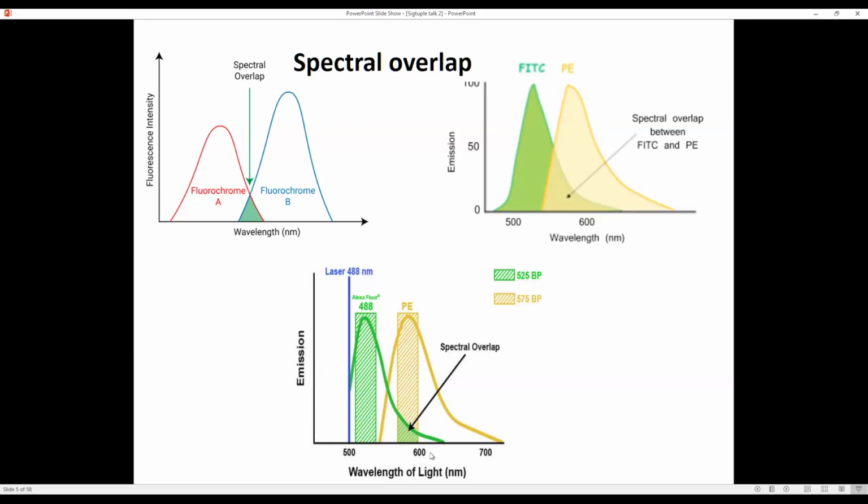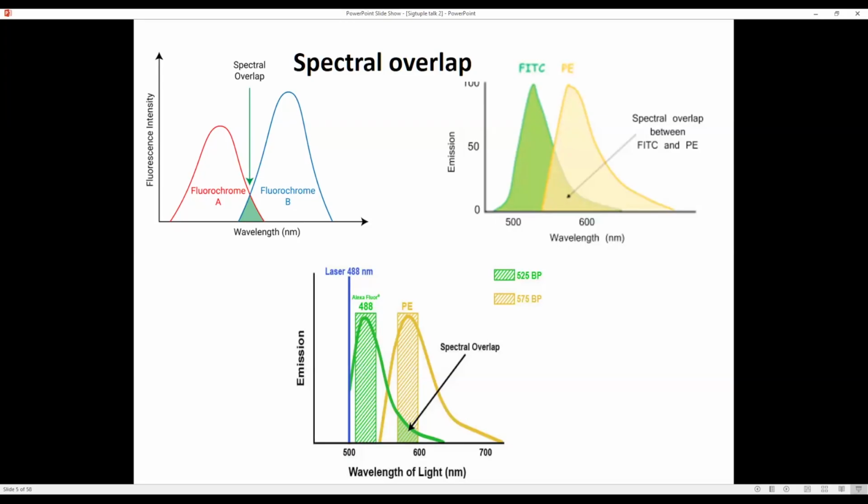Now, what is the problem? You can see that a part of the FITC light, the emission spectrum of FITC, is getting into the PE detector. This is the bandpass filter of PE, which allows light between 580 and 600 nanometers. A part of the FITC light which falls in the range of 580 to 600 is getting into the PE detector.